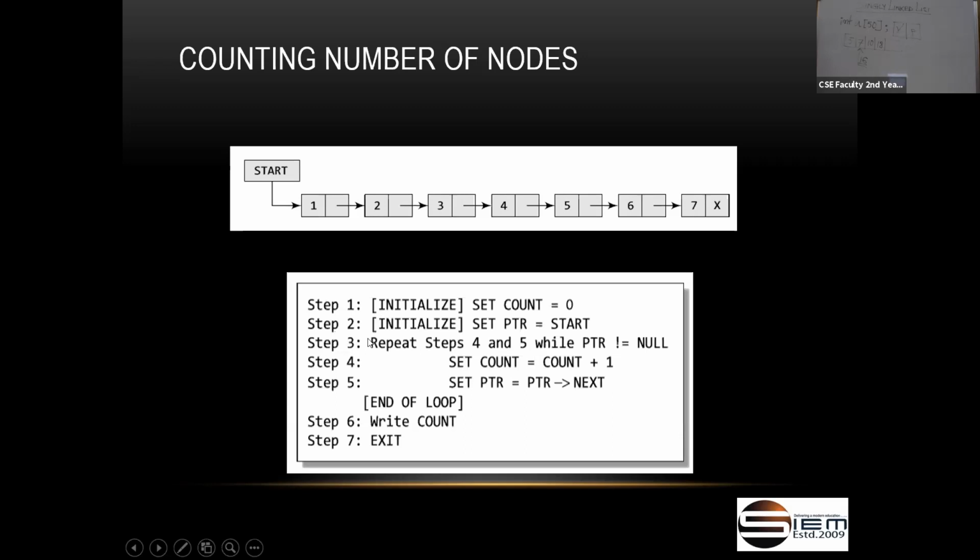Step by step: step 1, step 2, step 3, step 4. Never write in Roman numerals because there can be sub-parts of a step. In that case, you can write 1.1, 1.2. So don't write in Roman, write in decimal. Step 1: initialize, set count equal to 0. That means count is a variable whose initial value is 0.